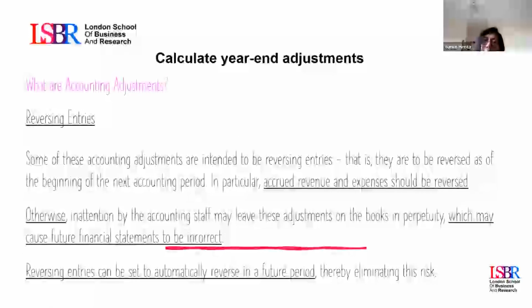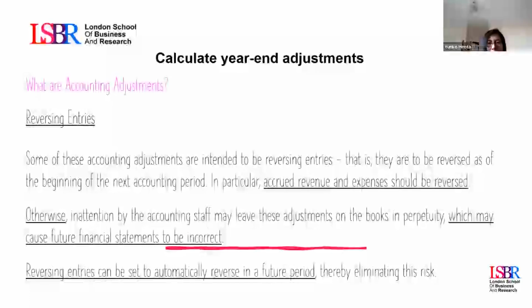And also in accounting adjustments, we have something called reversing entries. Reversing entries could be, probably, if we made a mistake and we need to correct this mistake, the way that we can correct it is by reversing, which means erasing the thing that we did and starting again. So basically, this is a reversing entry.